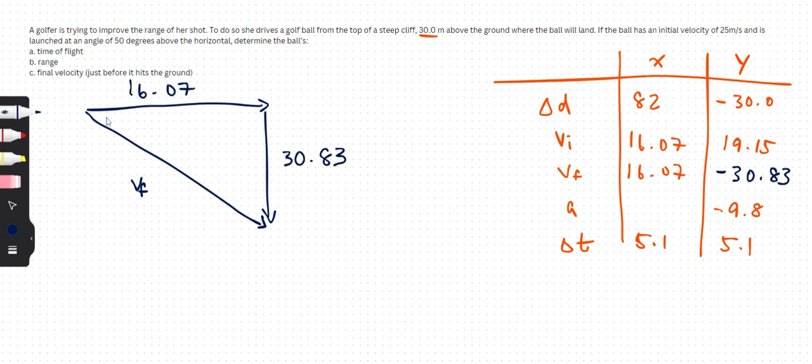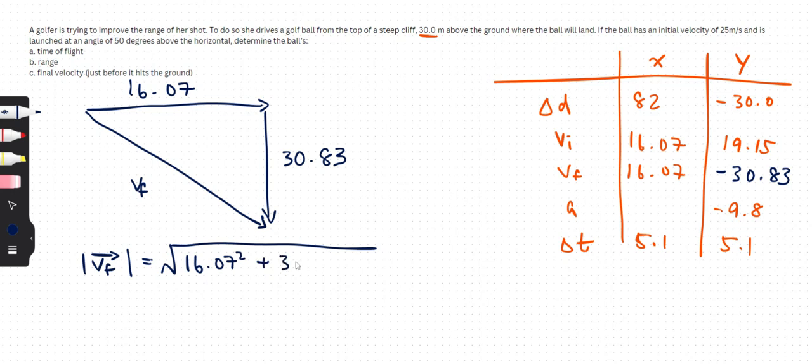So you can use the Pythagorean theorem for this. First I'm just going to write absolute value since velocity is a vector. And you can do this by square rooting 16.07 squared plus 30.83 squared. Let me do this in my calculator and see what I get. Okay, so I got 34.767 around.